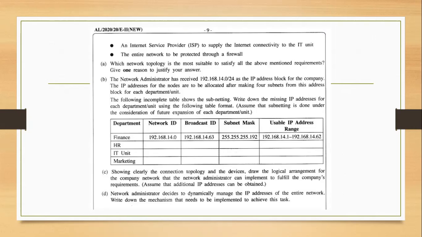Write down the missing IP addresses. We have to write the missing IP for each unit. Assume that the subnetting is done considering future expansion. So there is flexibility for expansion. Though the table is given, before going to that, we have to consider some facts here. It is 192.168.14.0. How has it come? Let's see.